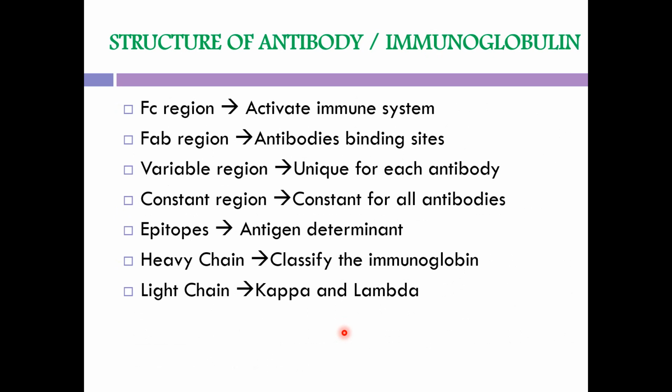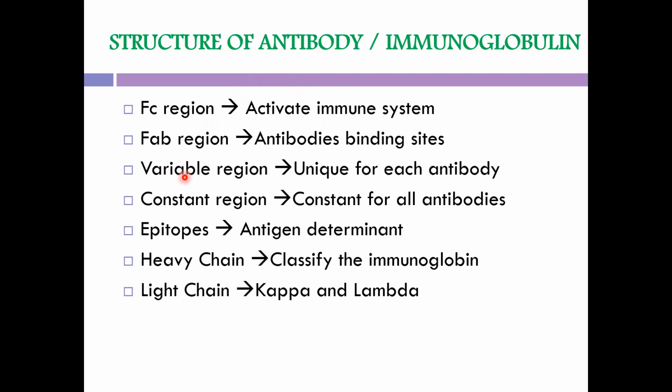Now we will first discuss the structure of antibodies and the structure of immunoglobulins. The major structures of immunoglobulins are these. The Fc region: the Fc region is where mainly the activation of the immune system occurs. The Fab region is where mainly the antigen binding sites are. The antigen mainly binds in the Fab region, and the Fc region activates the immune system.